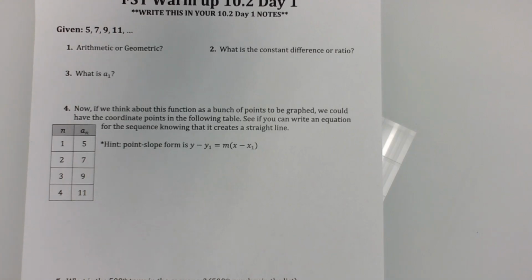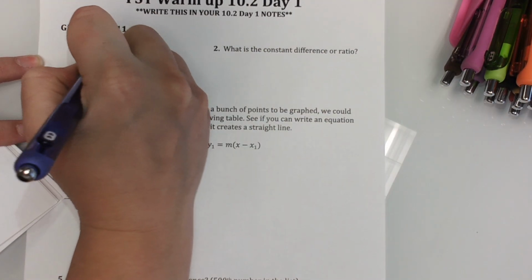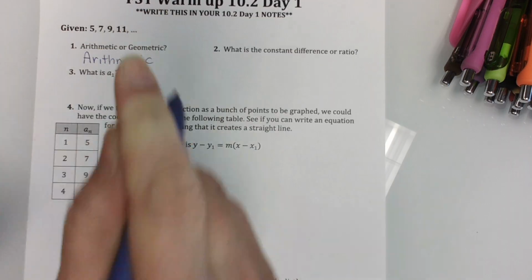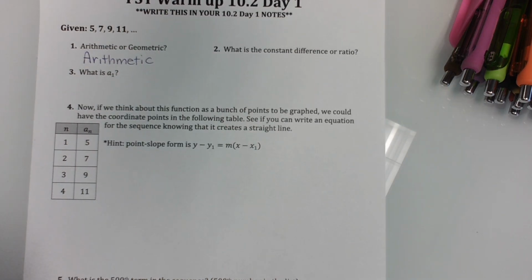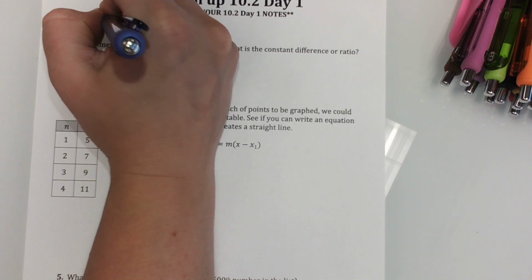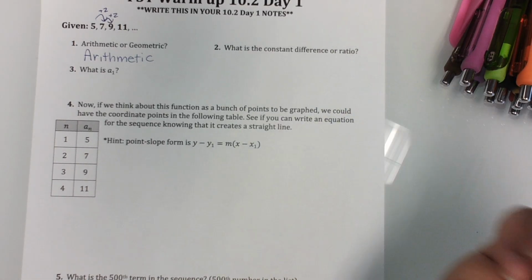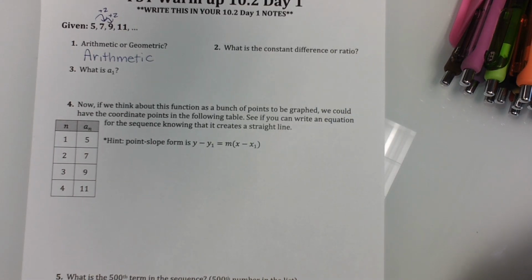Arithmetic or geometric? Isaiah. Getting used to the new seating chart. Why is it arithmetic? Because from term to term, the entire pattern adds 2. Miriam. Does this one have a constant difference or does it have a constant ratio if it's arithmetic?